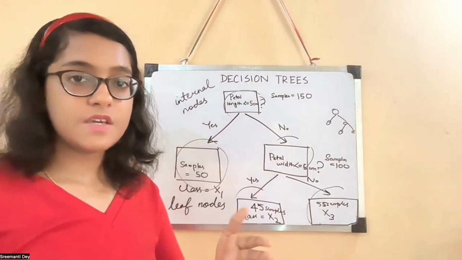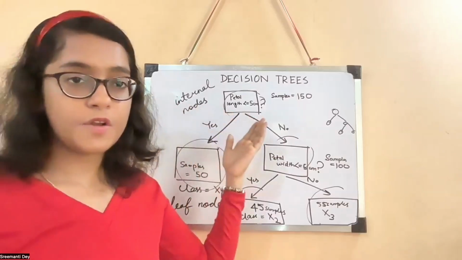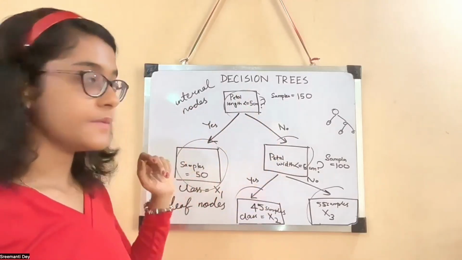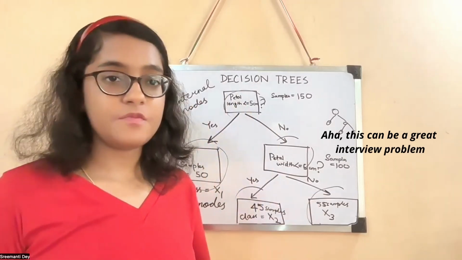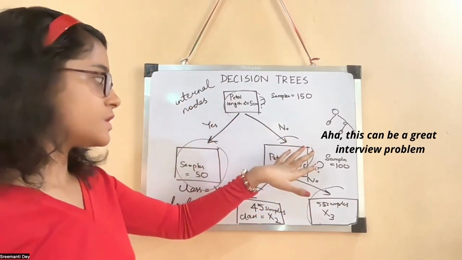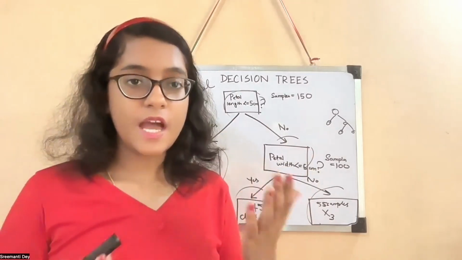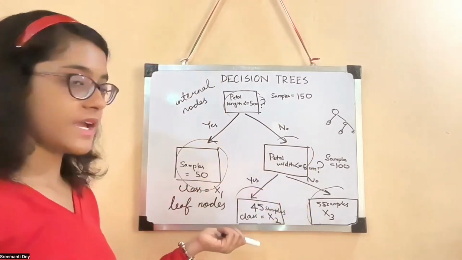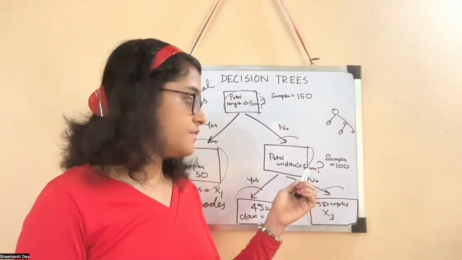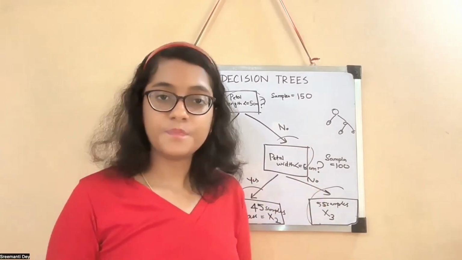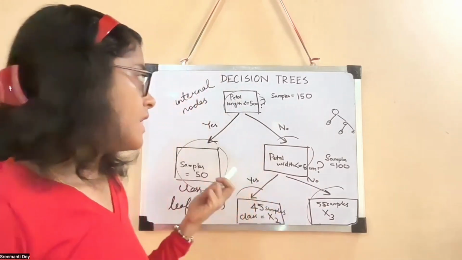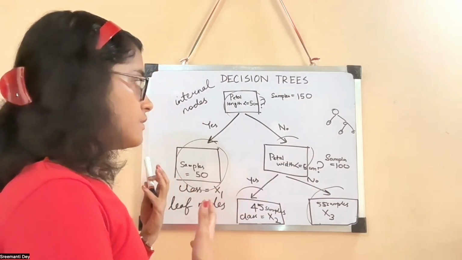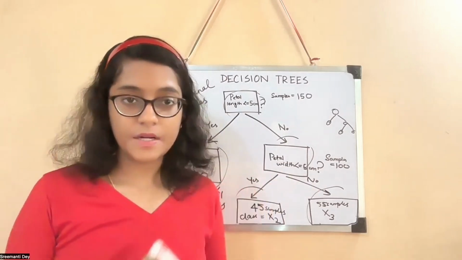So let's say we have a petal length of 2.5 centimeters. Then yes, and we have class X1. If the petal length is, let's say, 5.5 centimeters, then we know it's going to be no. Then we ask ourselves about petal width. If petal width is 2.5 centimeters, then we know it's going to be X2. If petal width is 5.5 centimeters, we know it's going to be X3. Very simple, easy peasy. Okay, so now that we have this, let's try to dig a little deeper.